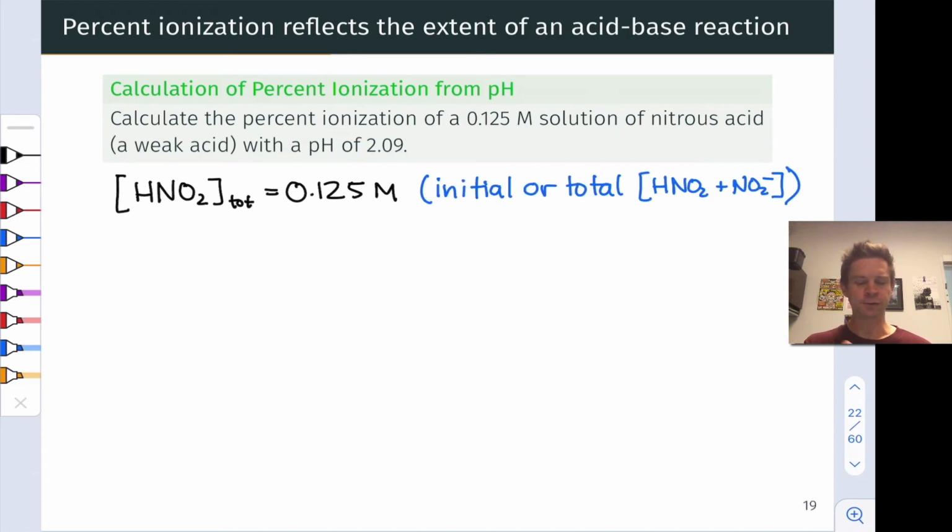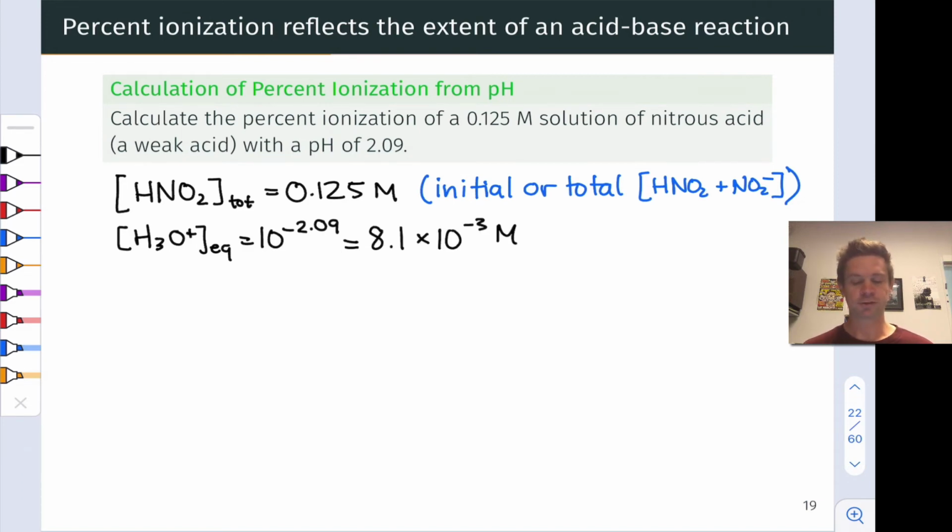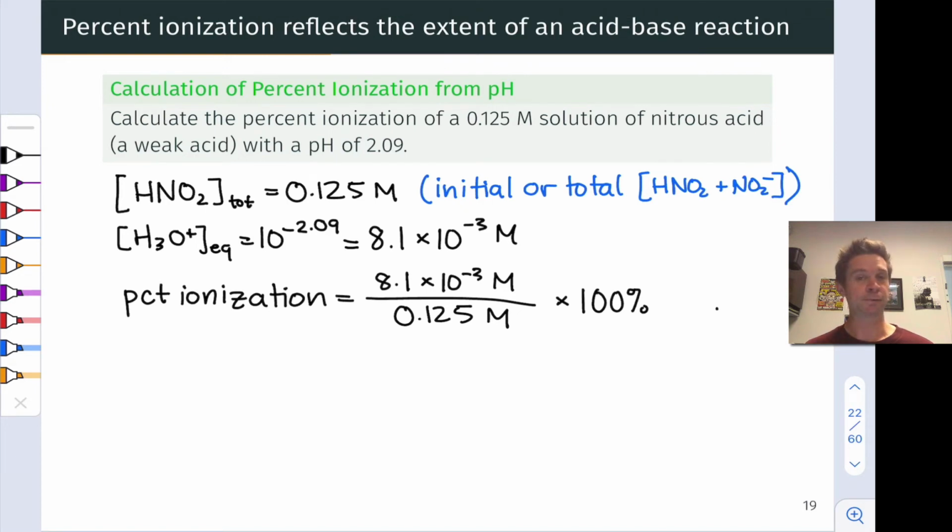From the given pH, we know the concentration of hydronium ion here. It's 10 to the negative 2.09. That turns out to be equal to 8.1 times 10 to the negative 3 moles per liter of hydronium ion. Now to find the percent ionization, we compare that hydronium ion concentration at equilibrium to the total concentration of HNO2, or initial concentration, before any reaction occurred. And when we set up that ratio and multiply by 100%, the result is 6.5%.